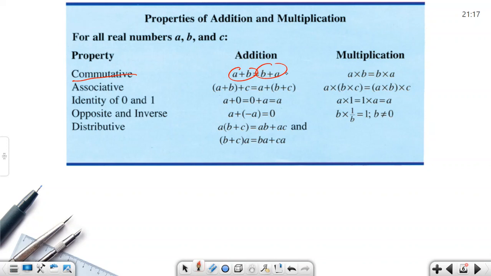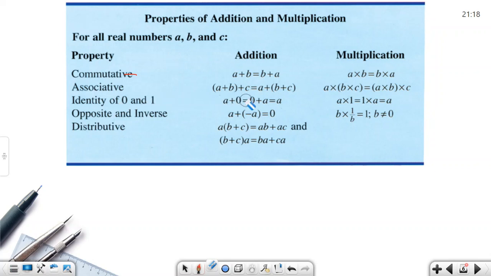2 plus 3 equals 3 plus 2. It doesn't change. That much you know. What about the associative property? A plus B plus C, you can put the parentheses between A, B, so you can add A, B first, or you can add B, C first. It doesn't affect the result.